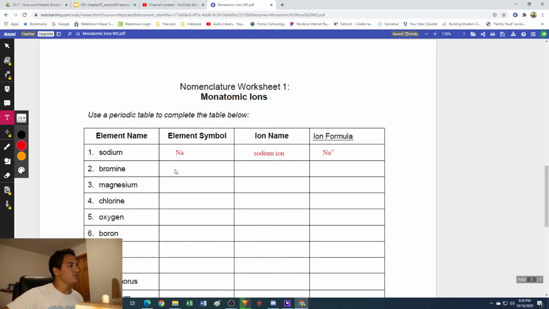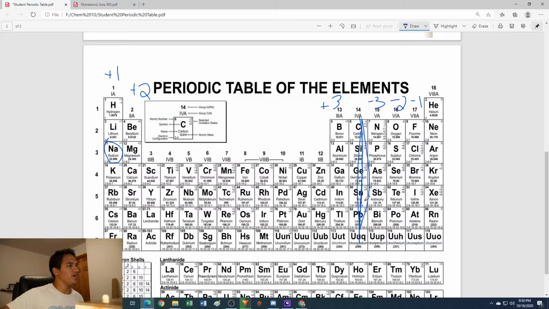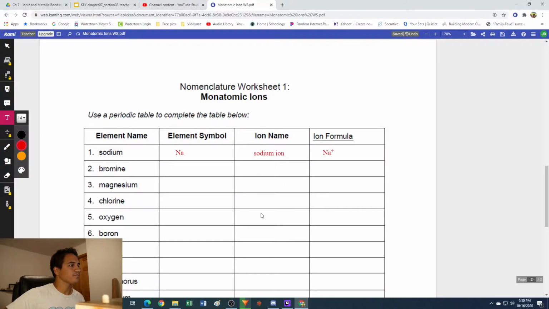Okay, let's look at number 2, bromine. So bromine on the periodic table is over here on the right, Br. All of these elements make a charge of -1. So element symbol is Br. Ion formula will be Br with a charge of -1, which again, we're not going to write the 1, but we will put the minus, so just Br minus. And this is a negative ion. It's an anion, so when we name it, we need to have that "ide" ending and tack that on there. So this is going to be called a bromide ion, not a bromine ion.